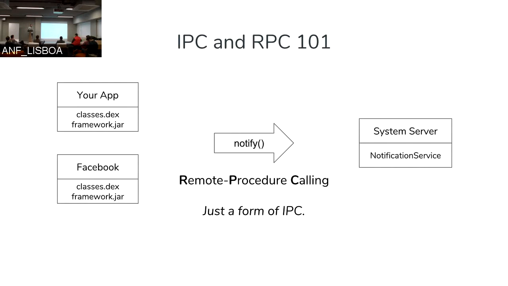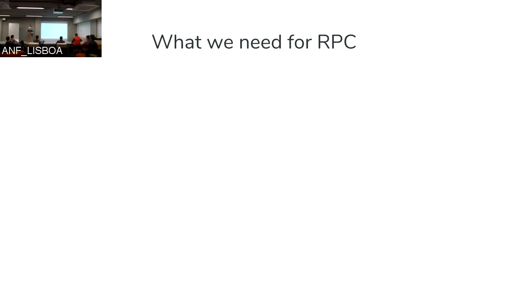And this is so important to Android that everything on Android, like literally everything, uses it. This is the glue that sticks Android together. But what we need for RPC to happen, because we have two parties, is that they have to agree on something.